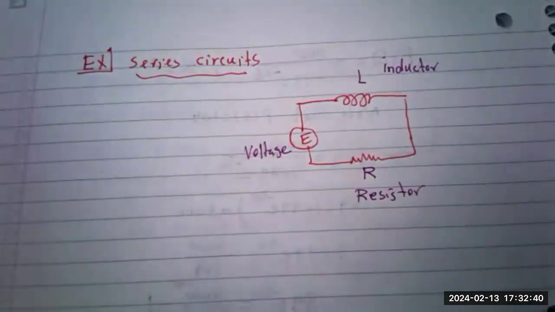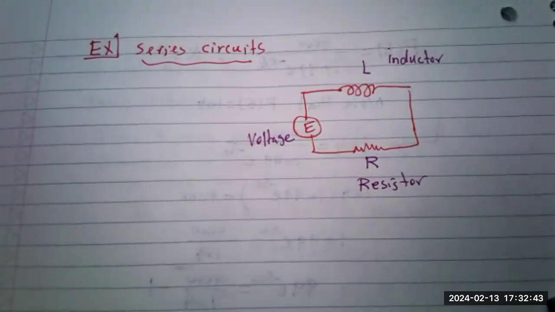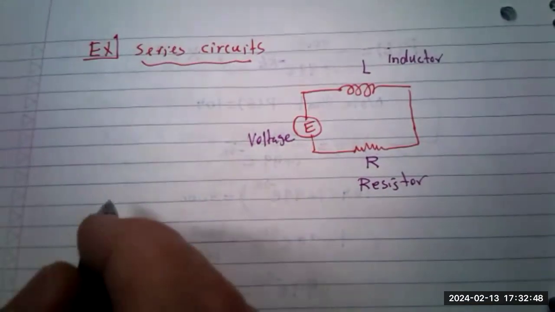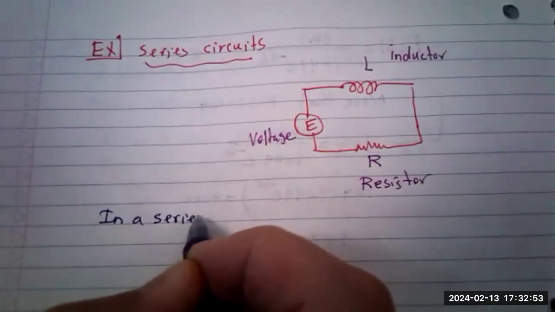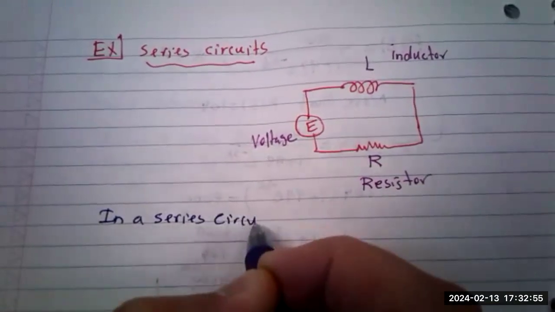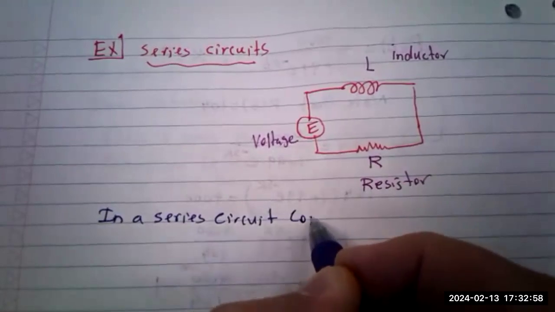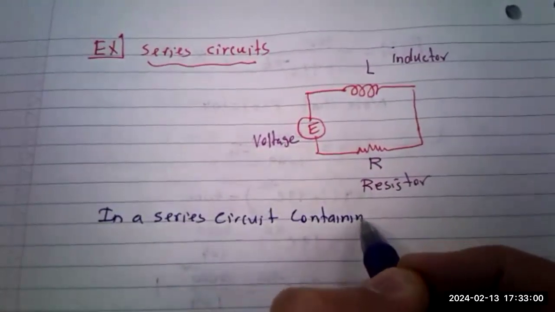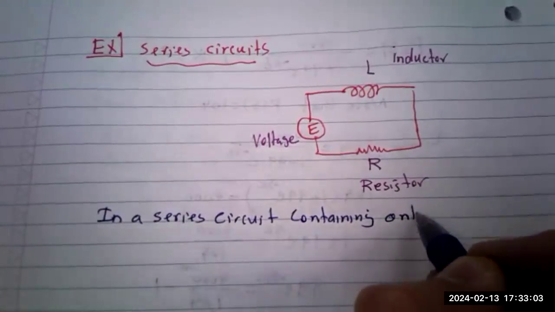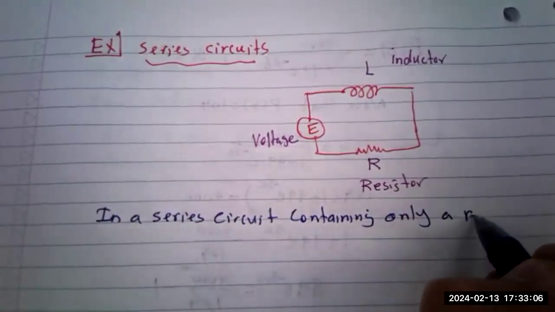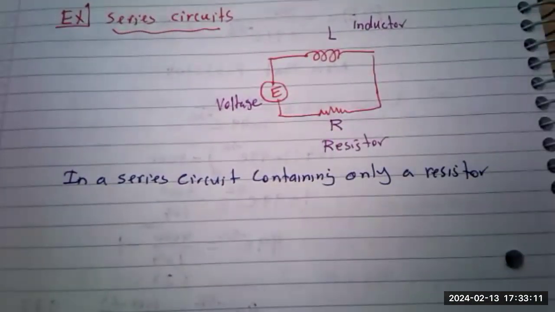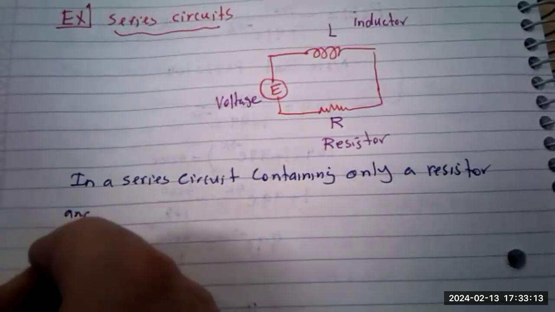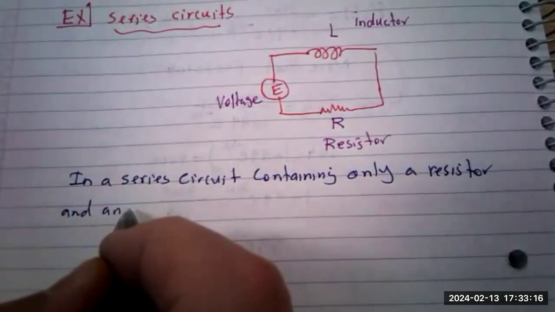Now we're going to apply the so-called Kirchhoff law in this one, and everything would be given to you. I'm going to describe it. The description is going to be in this series circuit containing only a resistor. Okay, we have a resistor, as you can see, and an inductor.